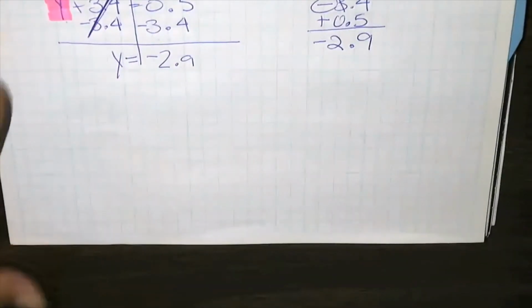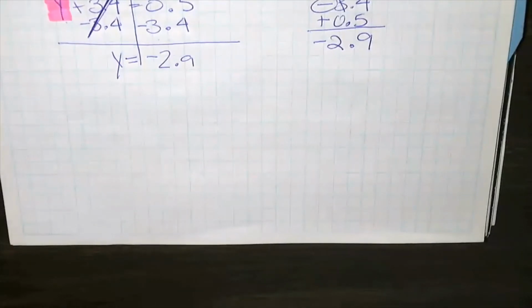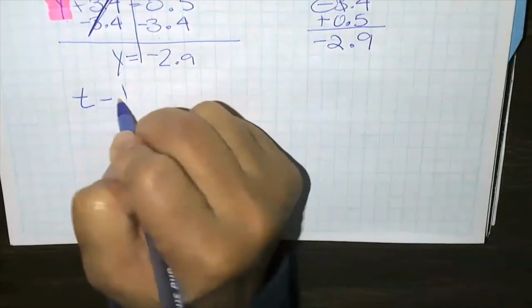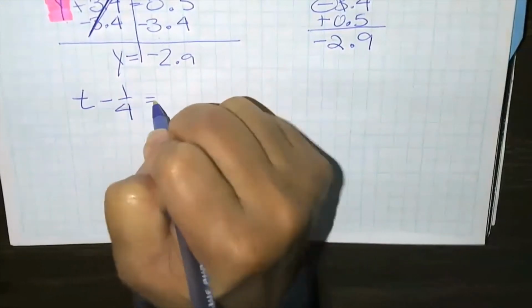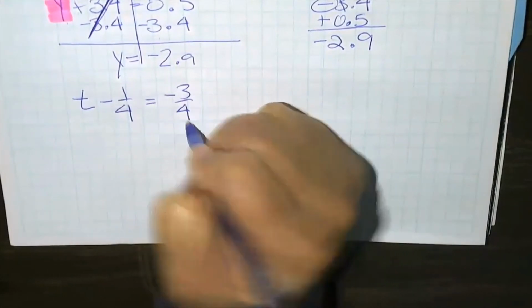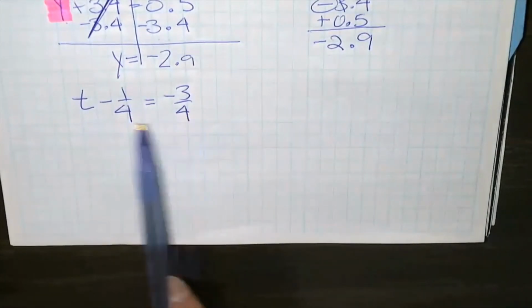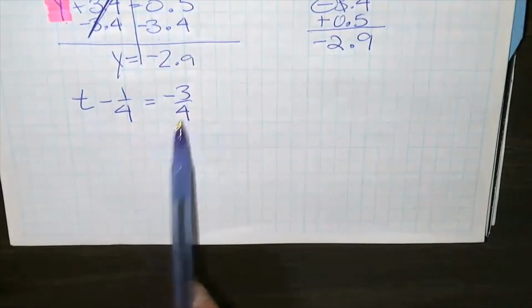That's decimals. And yes, there's going to be fractions. Oh no, not the dreaded fraction. So we've got t minus 1/4 equals -3/4. Now they were kind enough to give us the same denominator. That's nice.